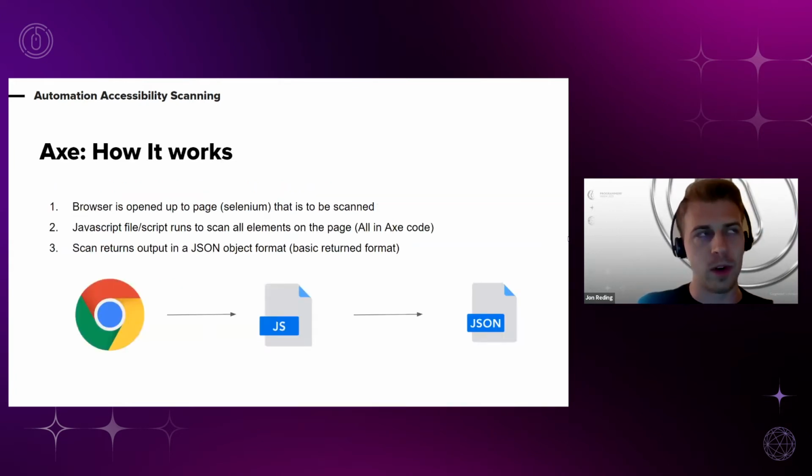So how does Axe work? Well, it's very simple. You open your browser, you let a JavaScript file in the Axe code scan your page, and then that scan output returns a JSON object format. Now, today I'll be showing you that aspect of scanning, but also to show how that is a limitation, and also give an example of how we're actually improving that process and making that JSON object format easier to use.